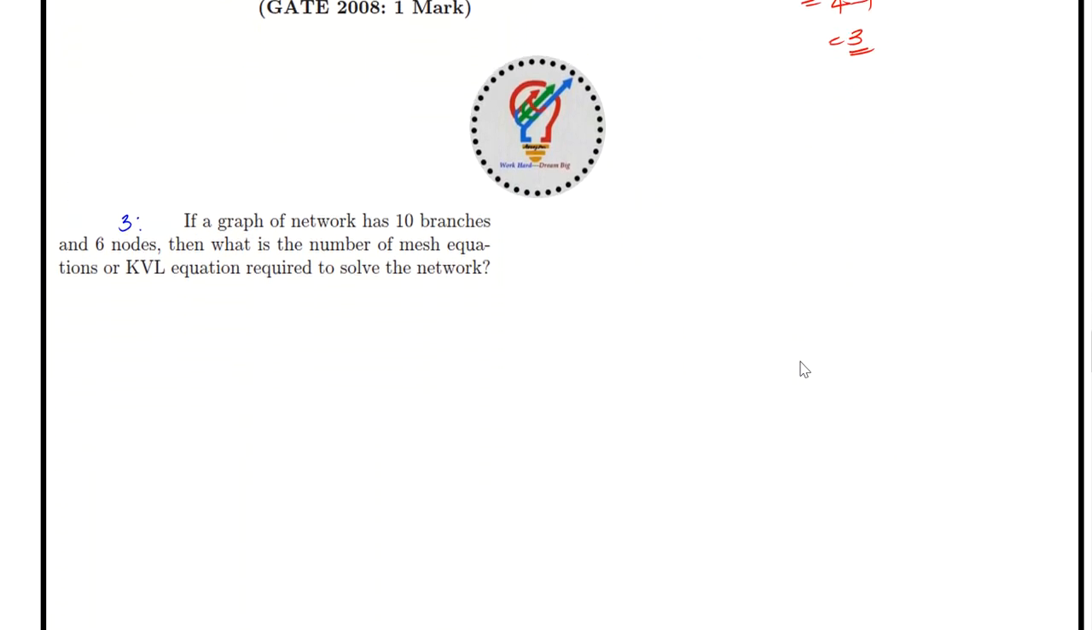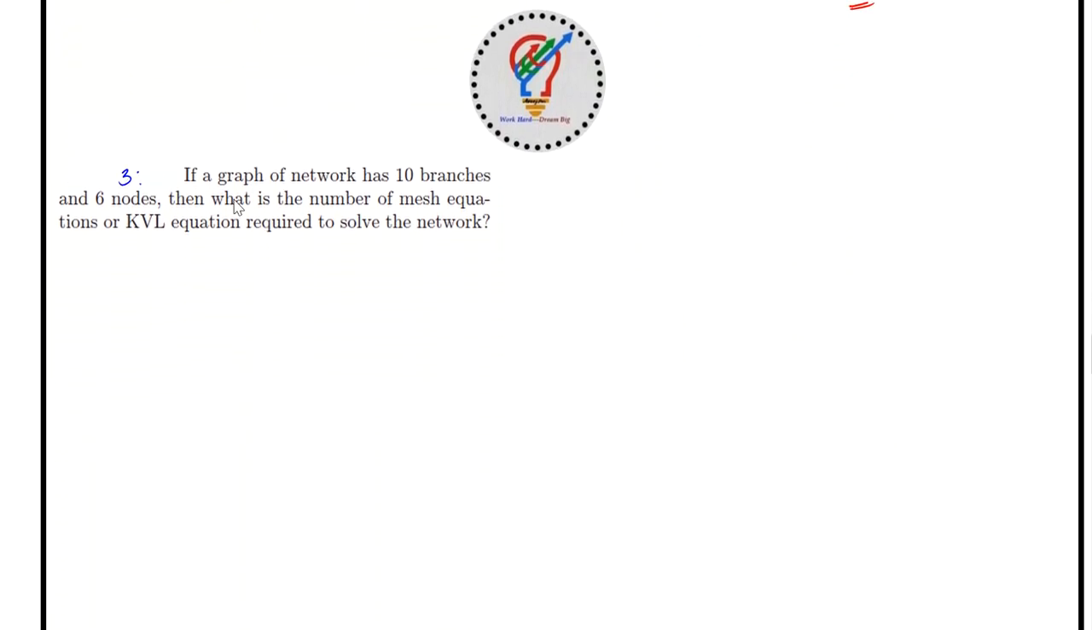This is the third question. If the graph of a network has 10 branches and 6 nodes, what is the number of mesh equations or KVL equations required to solve the network? B is given as 10, and N is 6. For KVL or mesh equations, L is equal to B minus N plus 1, which is 10 minus 6 plus 1, that is 5.